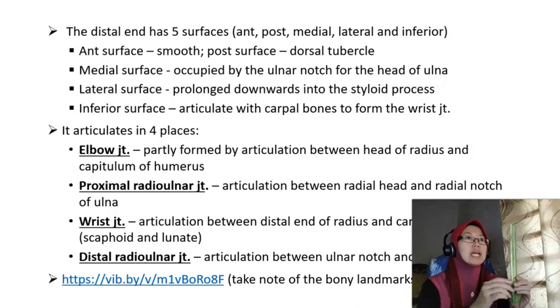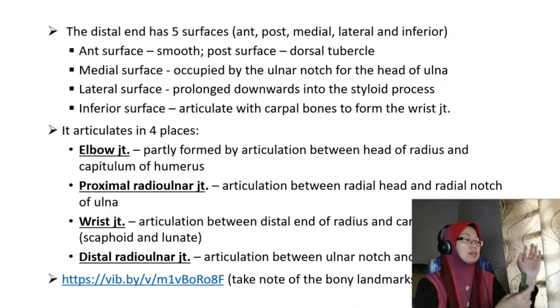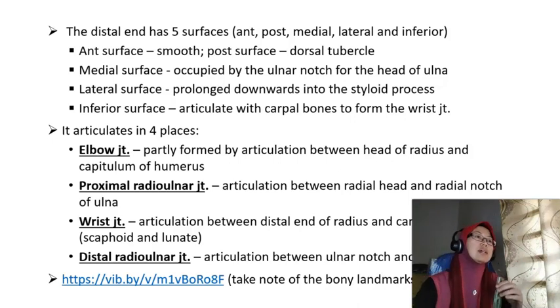The lateral surface has a projection downwards, that is known as the styloid process. And the inferior surface is where the articulation between the distal end of radius and carpal bones occurs, to form the wrist joint.